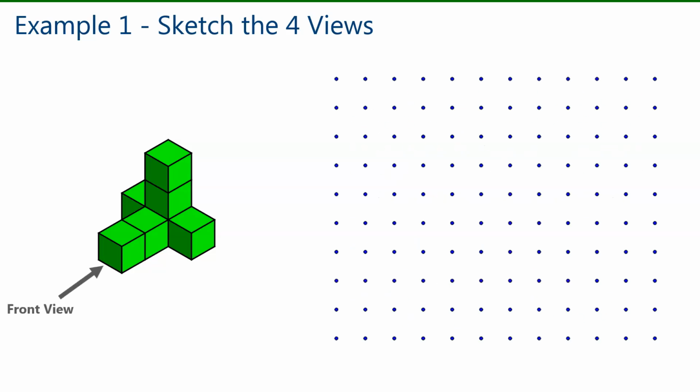Once again, if you have blocks available, try building the object first, and you may find this helpful as we work through these examples. The front view of this object would look like this. It's 3 blocks wide and 3 blocks high. Notice that the blocks in the middle of the bottom row stick out further than the other blocks, so we need to indicate that there is a change in depth. To do that, we need to make sure we draw lines here, here, and here.